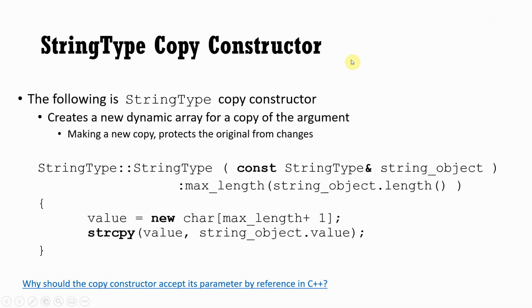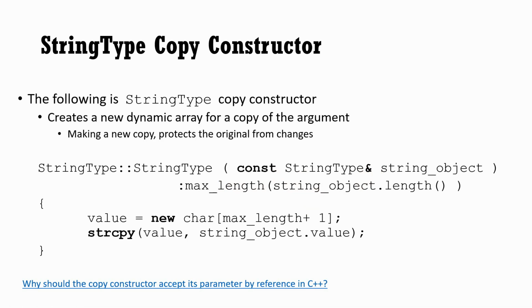Okay, so here, this is the name of the class, then the scope resolution operator. This is a constructor, and it doesn't have any return type. It takes only one parameter, which is constant, of the same kind as our class or data type, and it's passed by reference. This is a copy constructor.